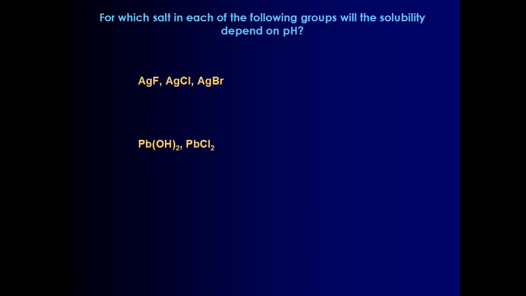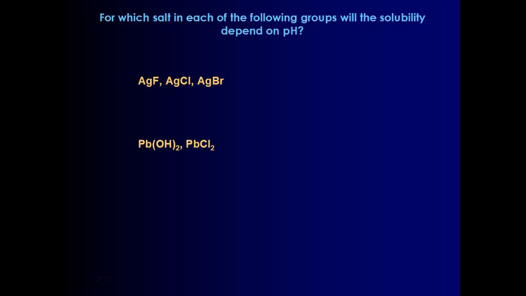For which salt, in each of the groups, will the solubility depend on pH? This is the only thing I'm going to ask you to think about with pH in terms of how the concentrations of the ions present could be affected if your pH is acidic or basic. So if we look at these three particular salts, I want you to think about ions that could be representing weak acids or weak bases.